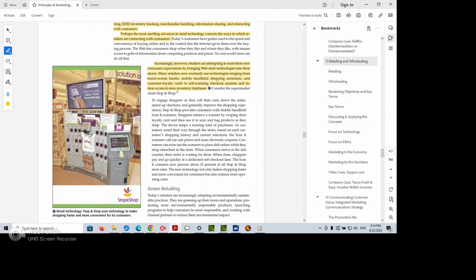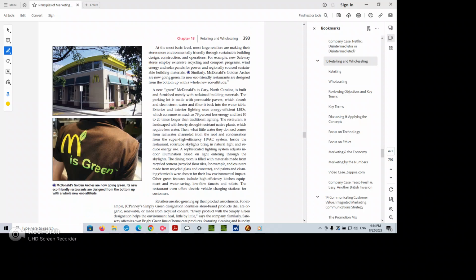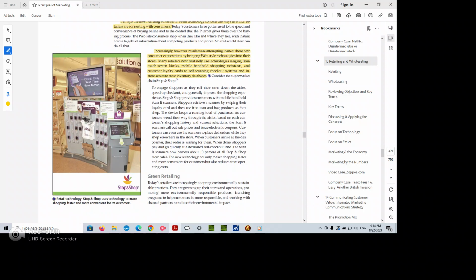The scanners now process about 10% of the Stop & Shop store sales. The new technology not only makes shopping faster and more convenient for customers, but also reduces operating costs. Yes, because if you don't need a person to do that, it's cheaper.